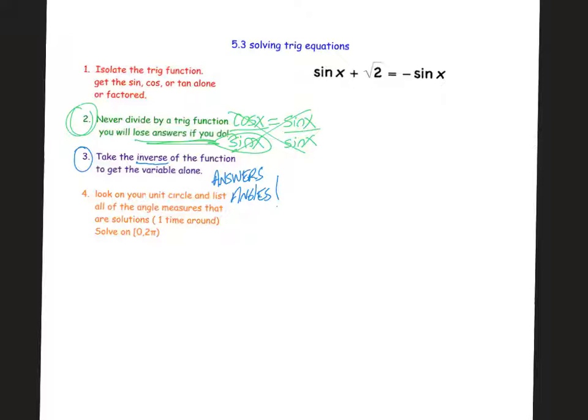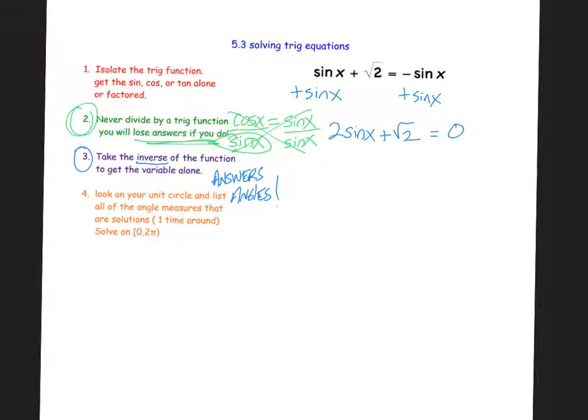Okay, so we're going to start with this first example over here. Now we've got sine x on both sides of the equation, so I would recommend getting them together on one side. So I'm going to add sine x to both sides. Then over here I will have 2 sine x plus square root of 2 equals 0.